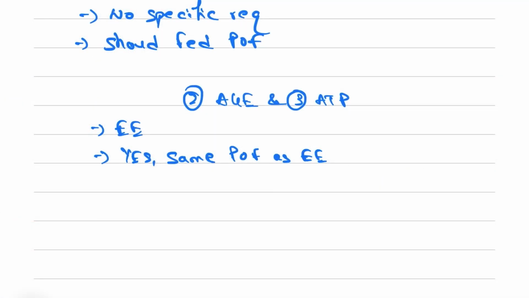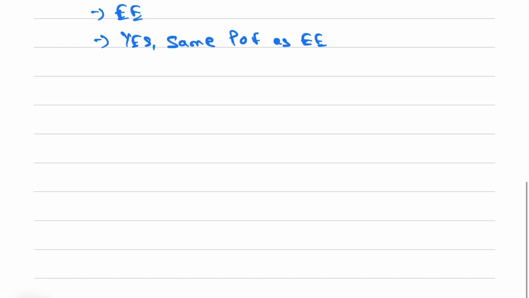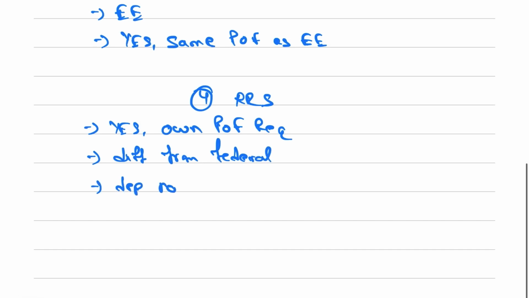So we discussed Alberta General Express Entry and Alberta Tech Pathway, that you need to meet the same proof of funds requirement as Express Entry. Next comes the last stream but not least, the Rural Renewal Stream. So for the Rural Renewal Stream, out of all the 4 streams in Alberta, Rural Renewal is the only stream which has its own proof of funds requirement. Okay, it is different from federal, and it is also dependent on the number of family members.